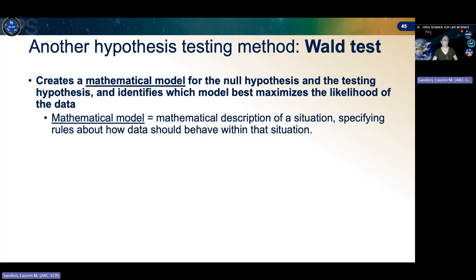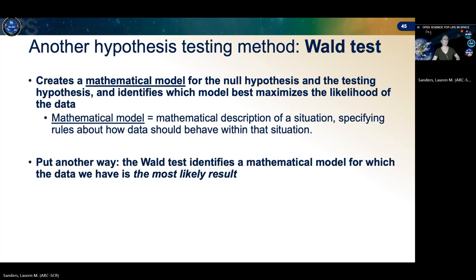So mathematical model here just means a mathematical description of a situation. So specifying rules about how data should behave within that situation. So this is what the data should look like if this gene is differentially expressed between two groups. So we can put this another way. The Wald test identifies a mathematical model for which the data that we have is the most likely result.